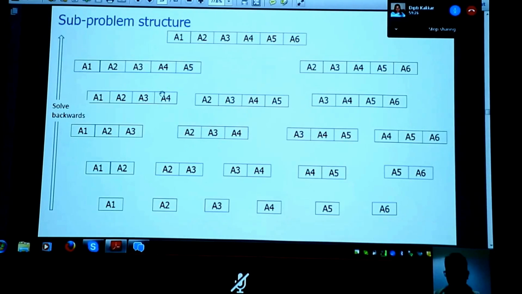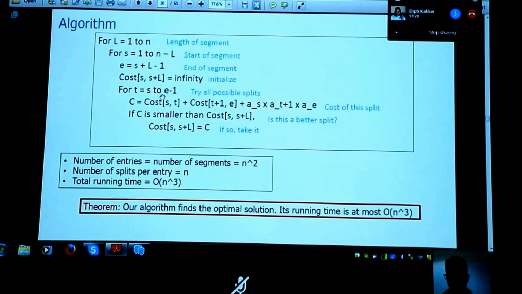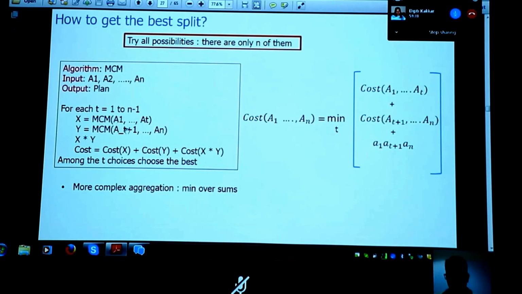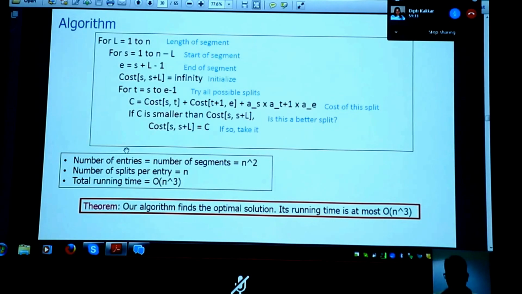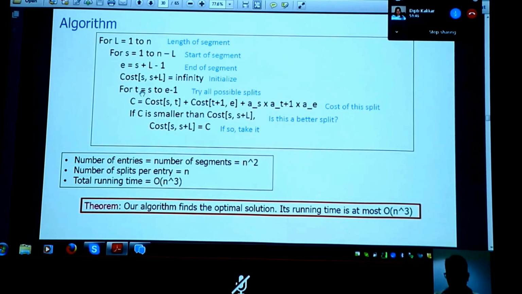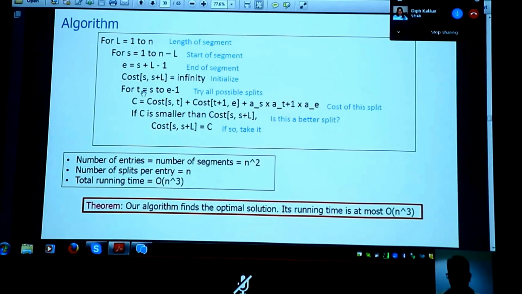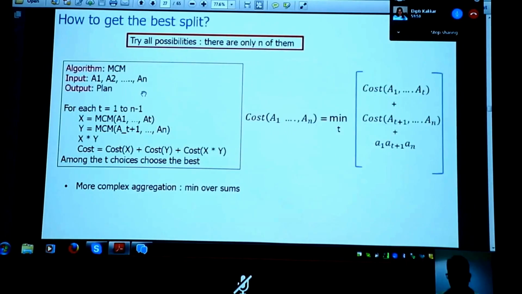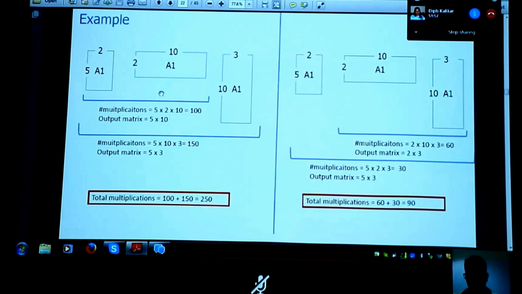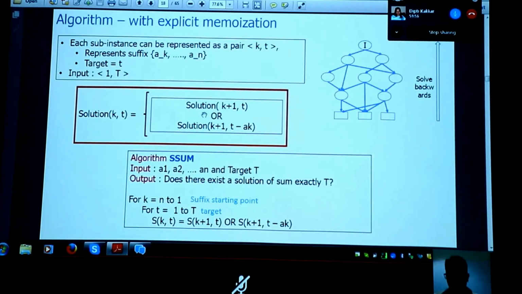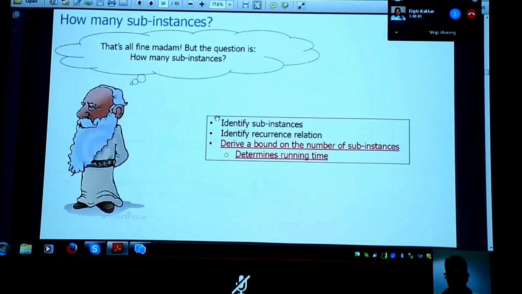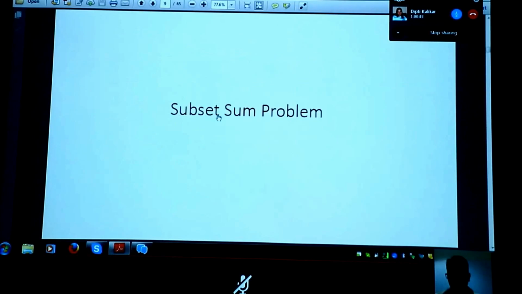If you look at this recurrence relation, the number of table entries will be quadratic. It's n square, one per segment. But the program becomes n cube because your recurrence relation is more complicated. It says to find a min over t. So this is somewhat different from what subset sum was doing. In subset sum, the recurrence relation was simple. The merger was simple. It simply said, take the Boolean OR. Fibonacci was even simpler. It simply said, take the sum. That's all Fibonacci said.